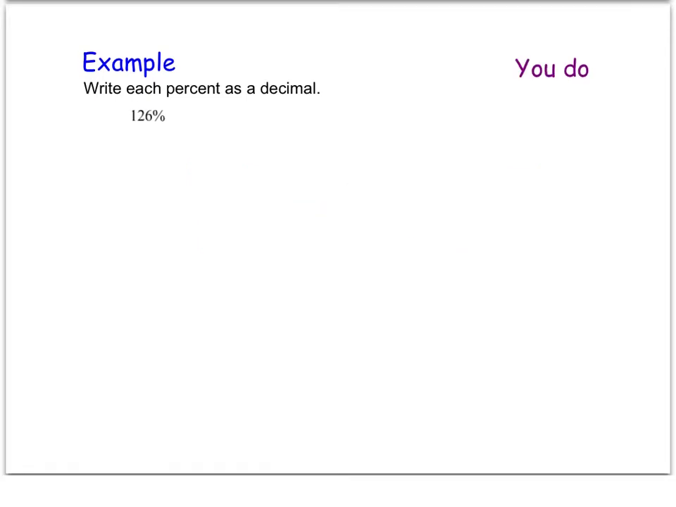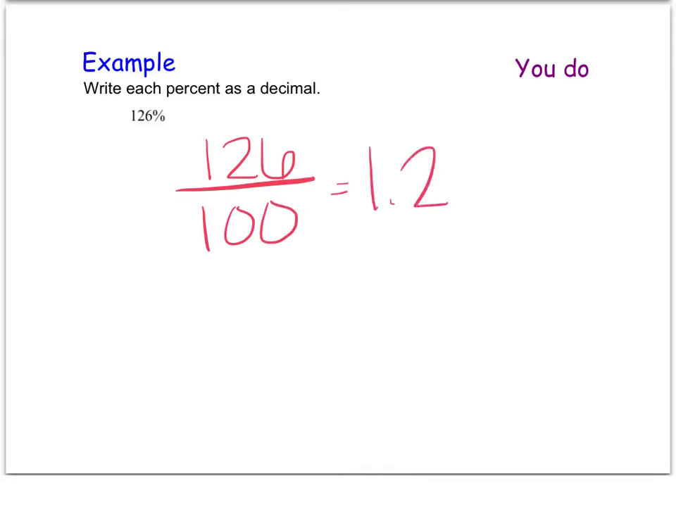Alright, and you do this one, and replay me when you're ready for the answer. So again, we have 126 over 100. When we write that out, we get 1.26. Lose your percent sign.